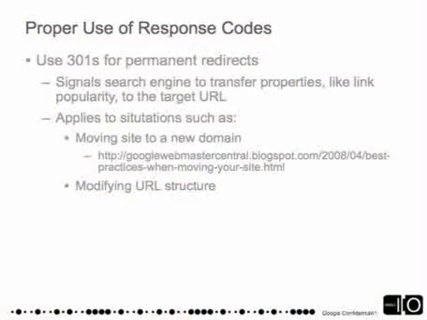Okay, so the last thing on indexing is proper use of response codes. I talked about this earlier. 301s are your friends if you have a permanent redirect issue, because it signals search engines to transfer link popularity, any kind of details we have about that source, to the target. 302s are temporary, but 301s are permanent redirects. So there's a big difference there.